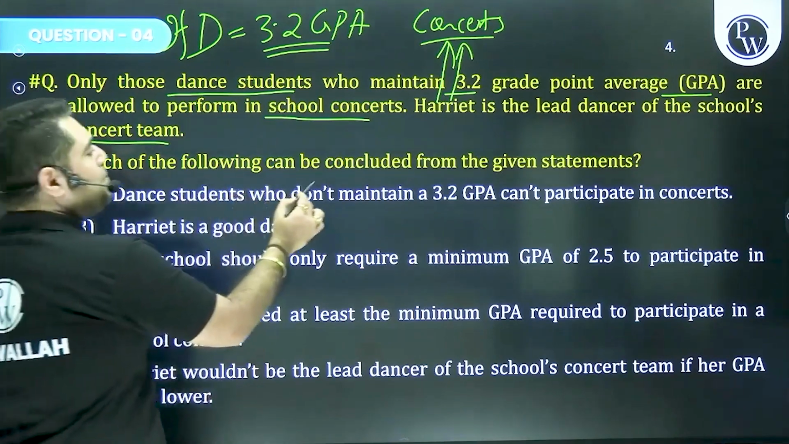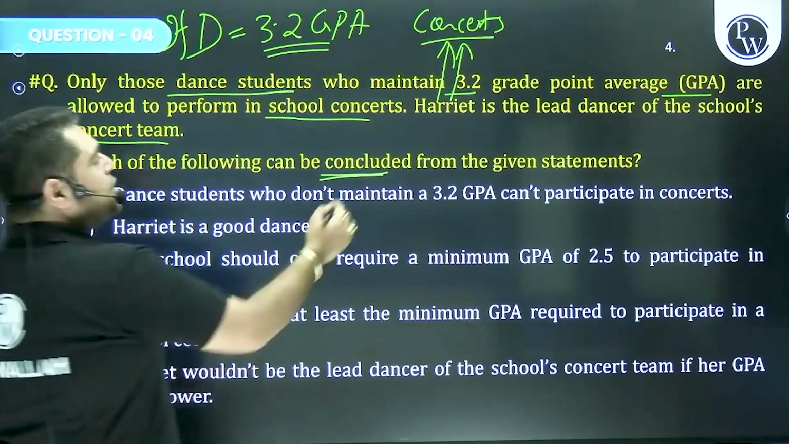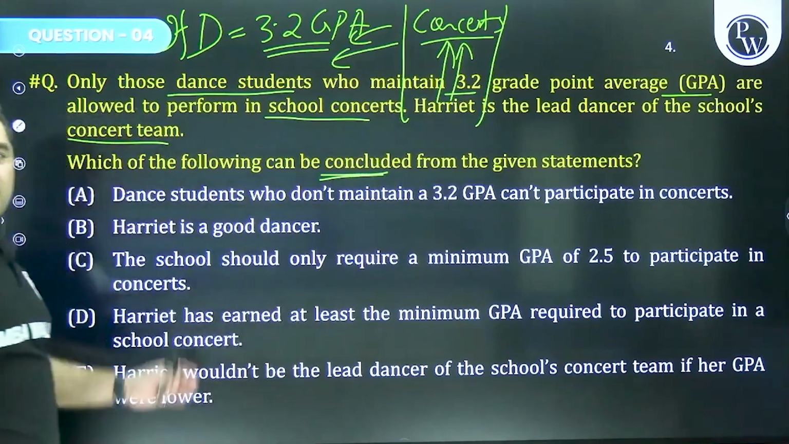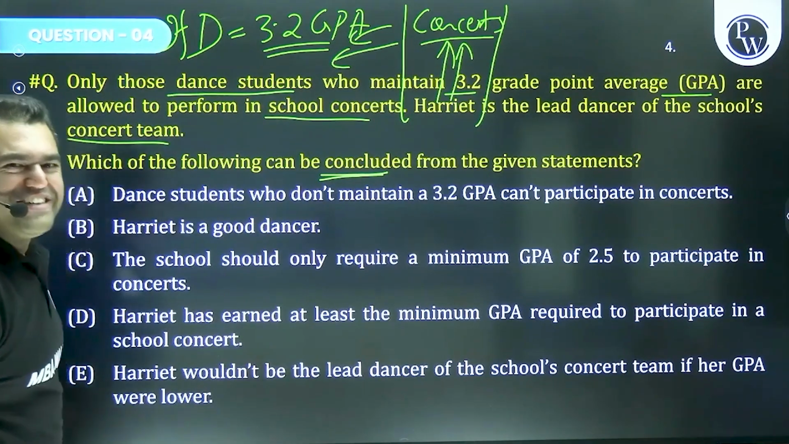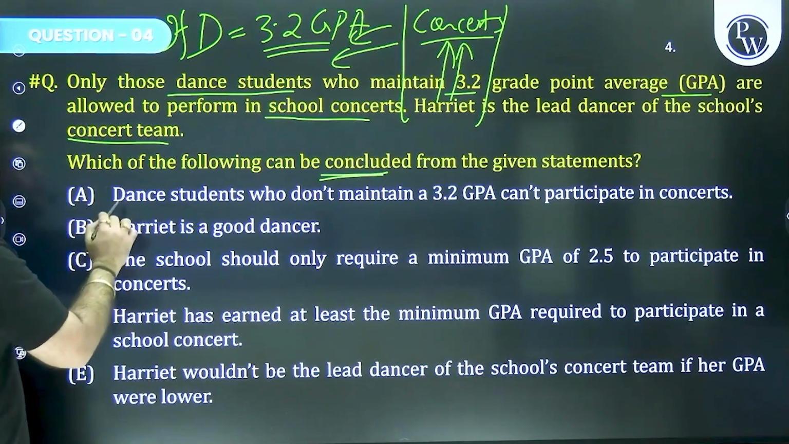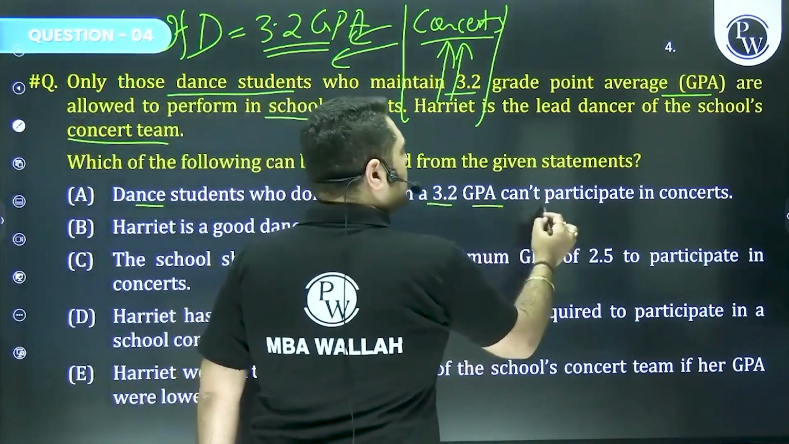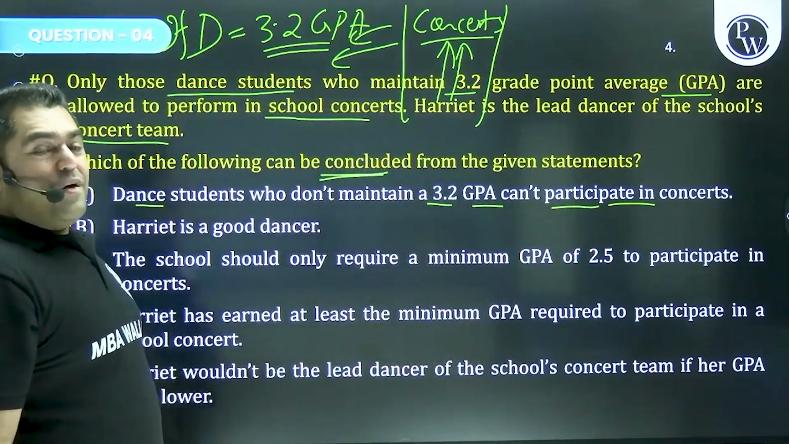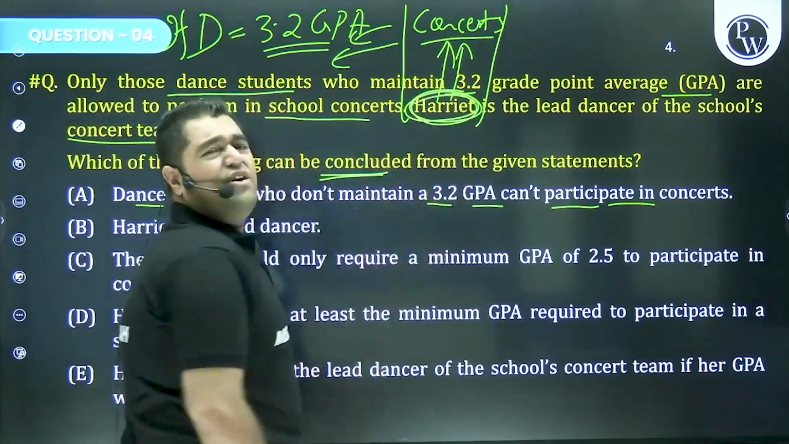Which of the following can be concluded? Come on, give me the answer. What can be concluded with this condition? And this is your if condition that is given. Come on, what can be concluded? Hello, people, can we please continue? Clear? Chalo, let's start. Let's look at each of the options and continue. Come on. Option A. Dance students who don't maintain a 3.2 GPA can't participate in concerts. People, this is good. This is very good. I like it. But then, sir, we are talking of Harriet. Where did she go?